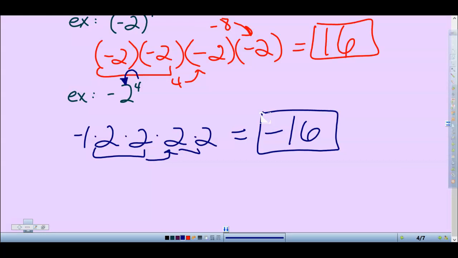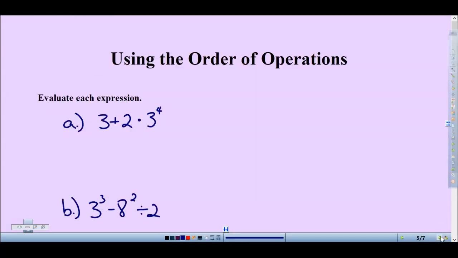Moving on. Let's see how these work in more complex expressions, when we'll have to use the order of operations. So just a quick review of the order of operations.